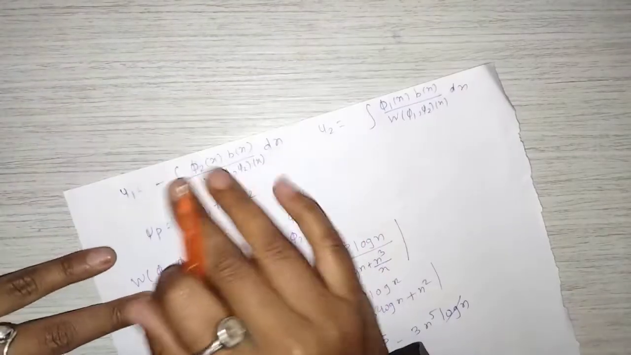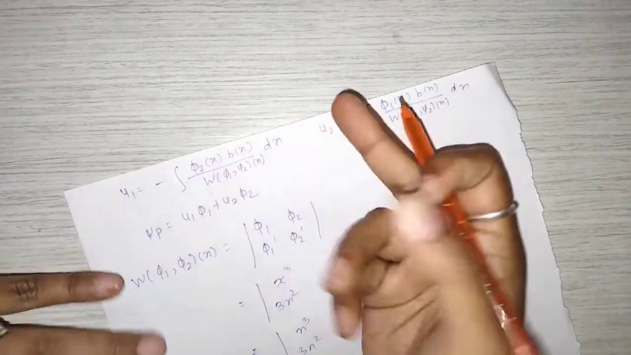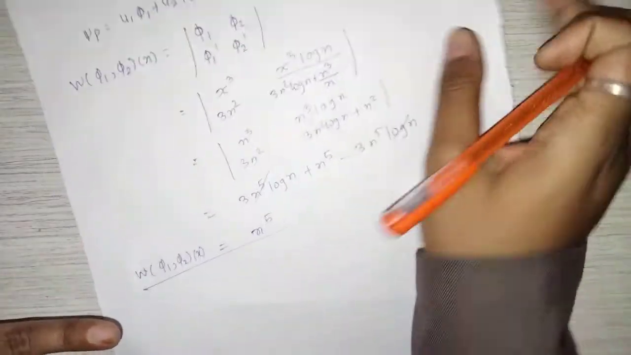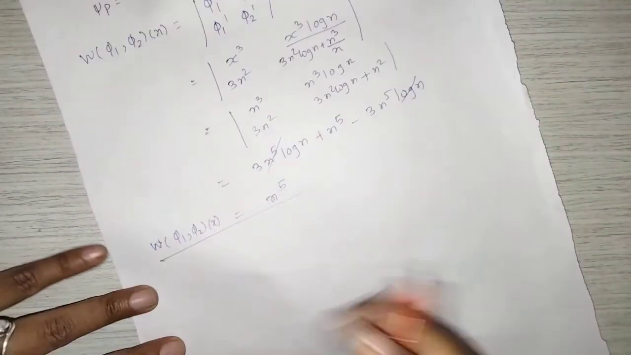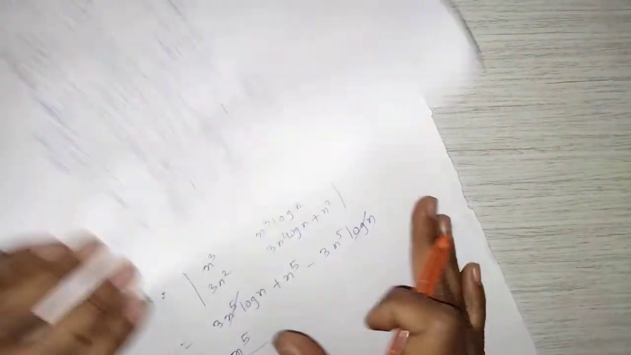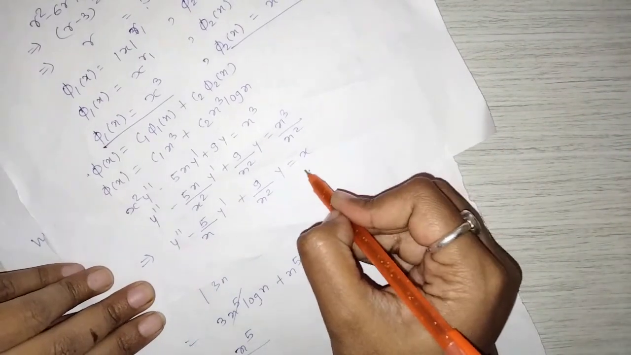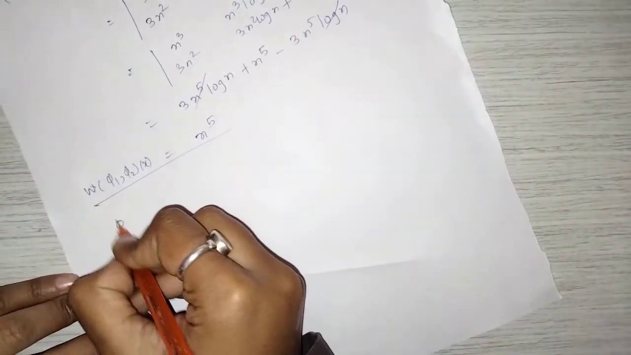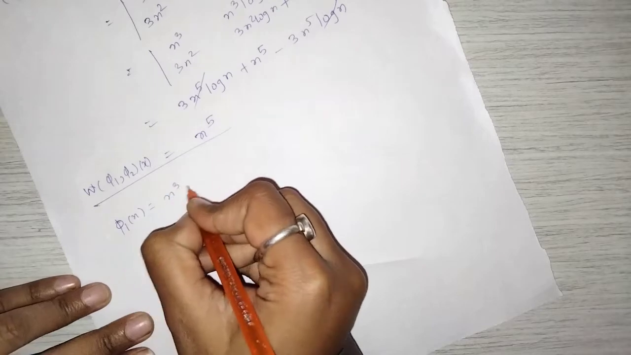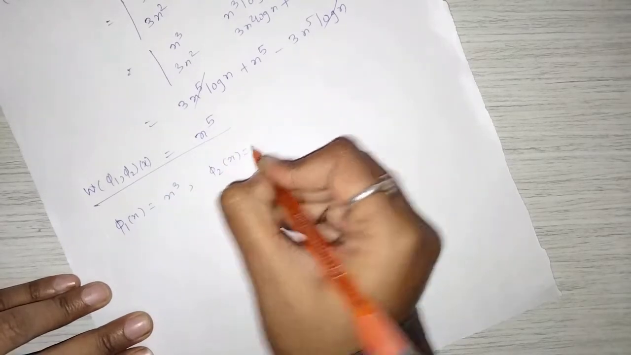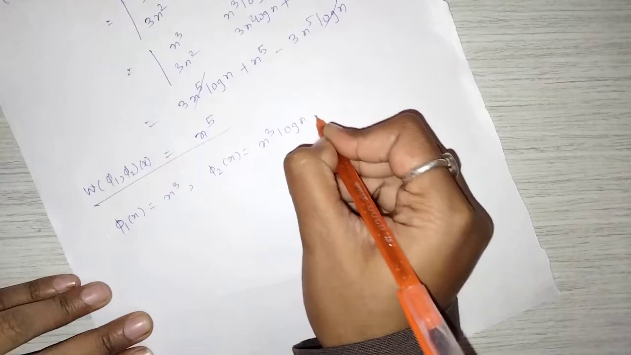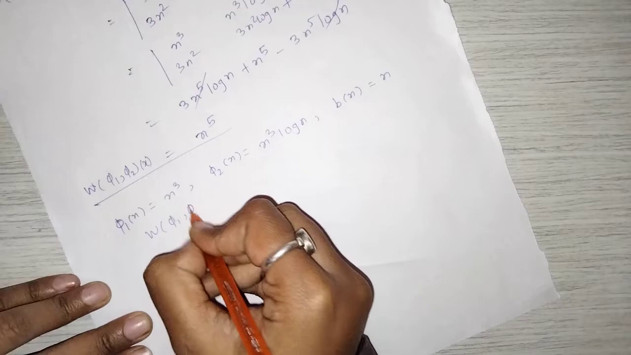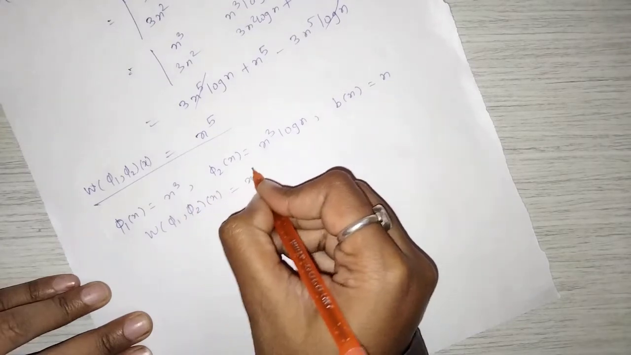Now put all the values of phi 2, b of x, Wronskian and phi 1 in this formula, and you will get u1 and u2. So here you can see that b of x is nothing but x. So we have phi 1 of x equal to x cube, phi 2 of x equal to x cube log x, b of x equal to x, and Wronskian of phi 1 phi 2 at x equal to x raised to 5.